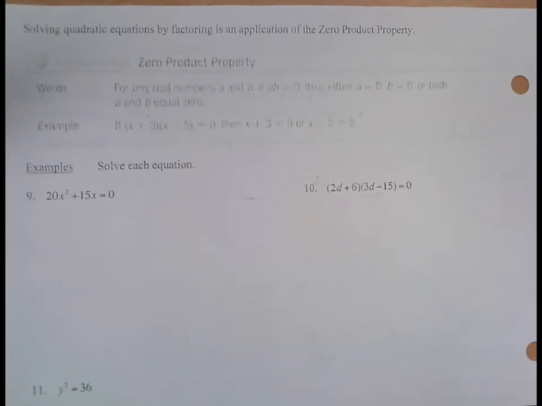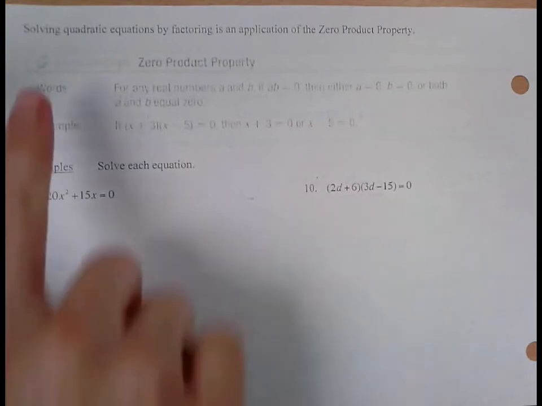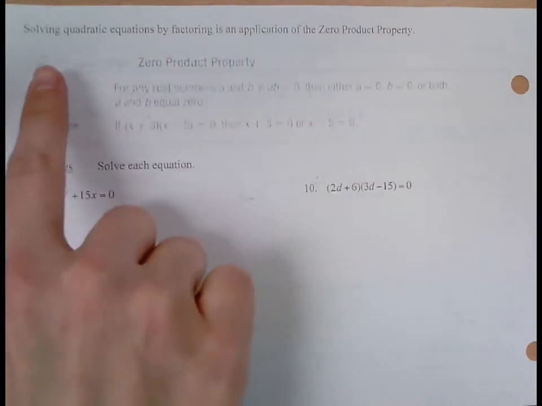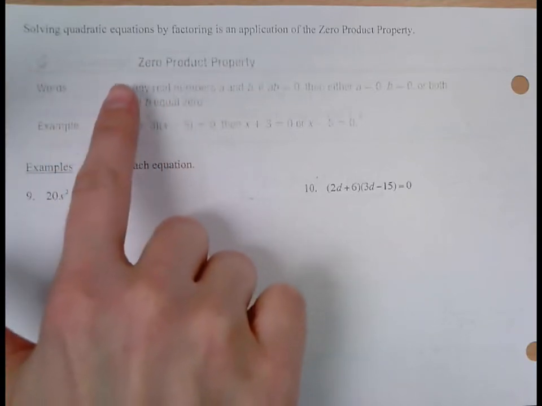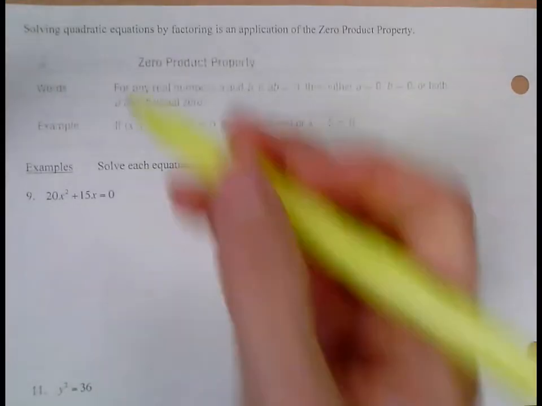I would say the most difficult part about solving these equations is the factoring. So that's why we just reviewed the factoring. So ultimately, why we factor is to help solve quadratic equations. So this uses what's called the zero product property.